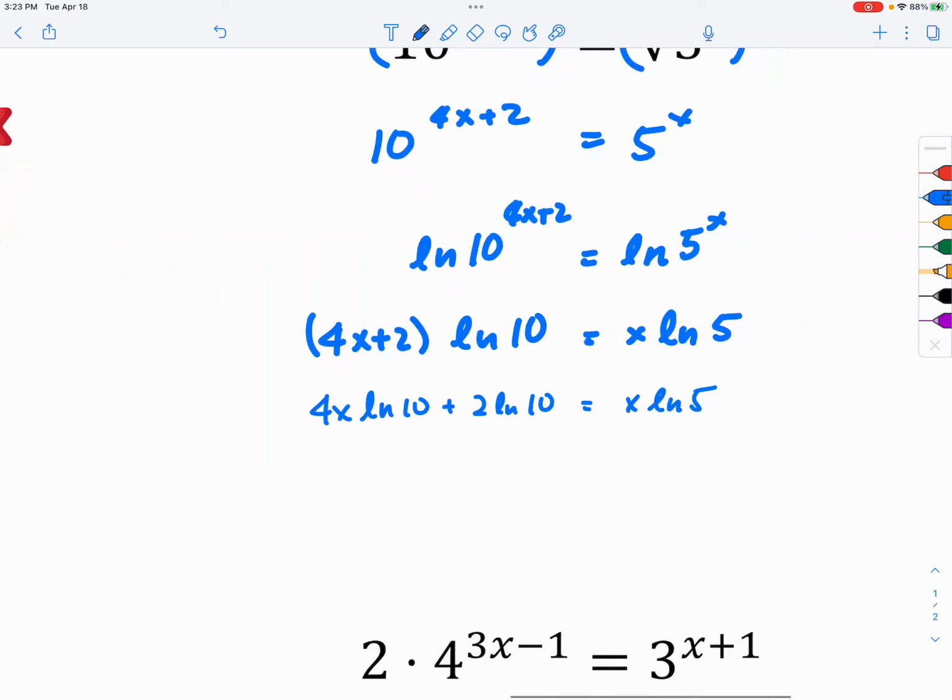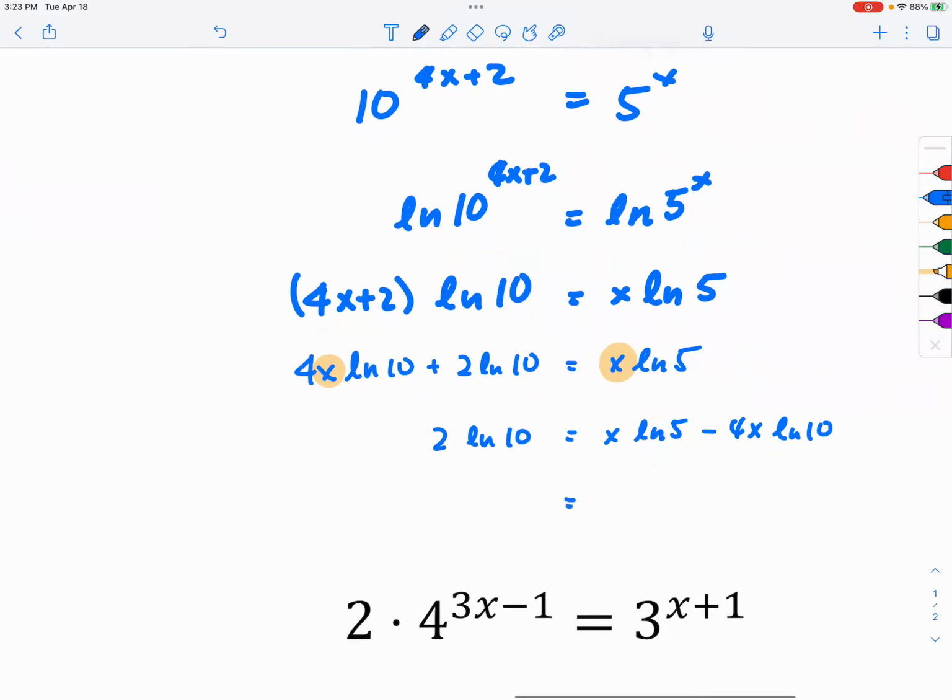Okay, and the sharp eyes that you need to have here is that you have two x's and you want to get x's on the same side, so that you can single them out. And for this purpose, I am going to move the 4x natural log of 10 to the right so that I can keep my 2 natural log of 10 as a positive term. So then I can factor out the x, again, something that you would do a lot in the future. Okay, so you have two copies of x right here.